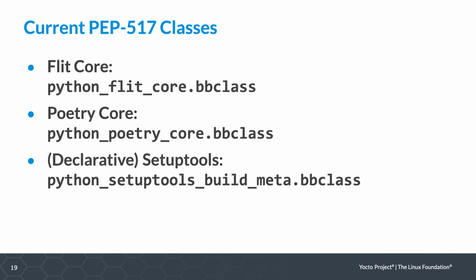So in the previous example, it uses flit-core, so you can then inherit the python_flit_core class. And we also have classes in core for poetry-core and declarative setuptools, which is where all the build configuration is in a setup.cfg, and there is no setup.py at all. That, despite still being setuptools, is PEP 517 compliant. All of these classes are trivial. They just inherit the python_pep517 class, set depends, and the entry point. It's really quite simple.